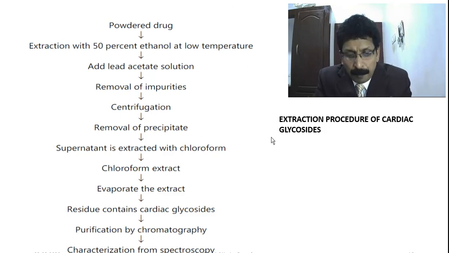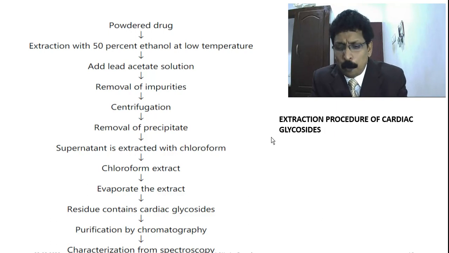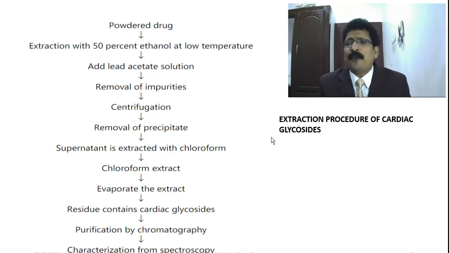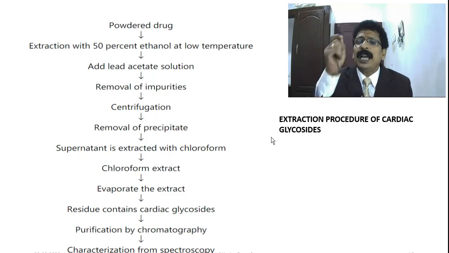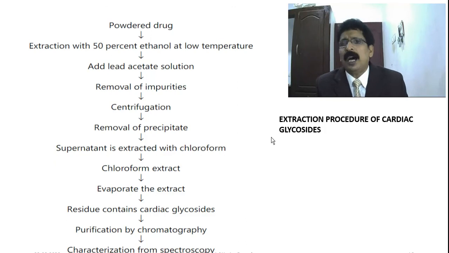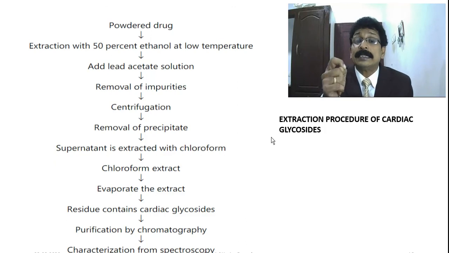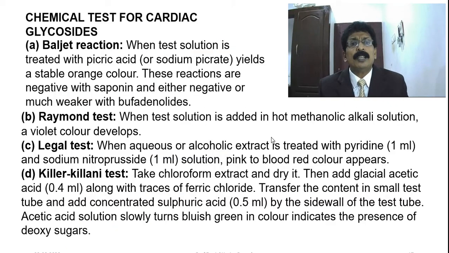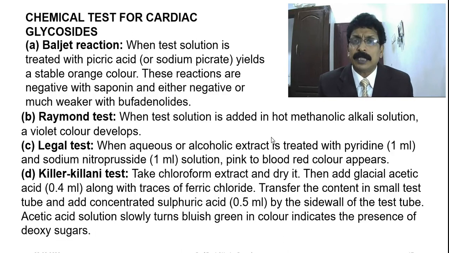Spectroscopy means you have to remember UV spectroscopy, IR spectroscopy, NMR spectroscopy, mass spectroscopy, emission spectroscopy, and there are many other techniques which can be used to identify and to elucidate the structural formula, and that is called characterization of a compound, which can be done in natural product chemistry. And now we are coming to the chemical tests for cardiac glycosides. What are the chemical tests for cardiac glycosides?